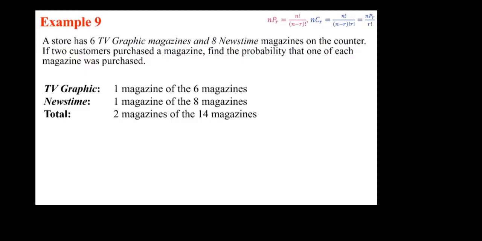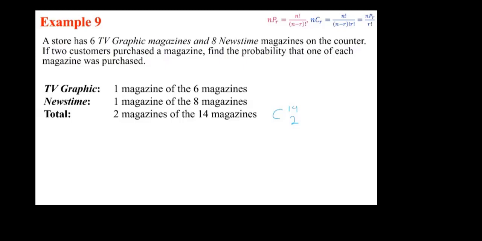And so what we want is to find the probability that 1 of each magazine was purchased, and it's a combination in the following manner. The probability is defined as the number of outcomes for the event of interest over the sample size. First, I want to discuss the sample size, the total possible outcomes. It is combination of 14 choose 2. That would be your sample space as far as the size is concerned.